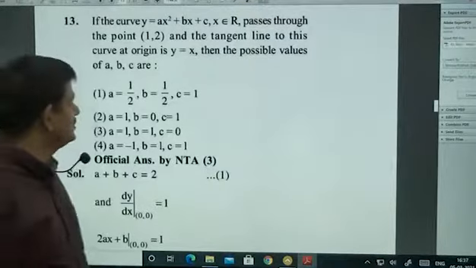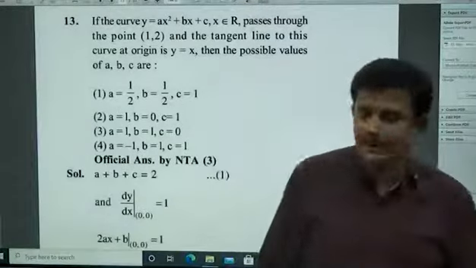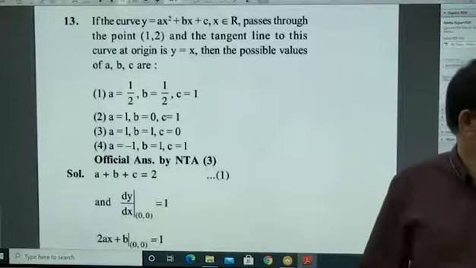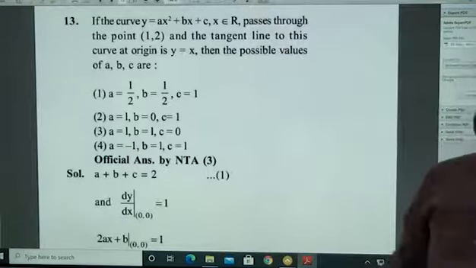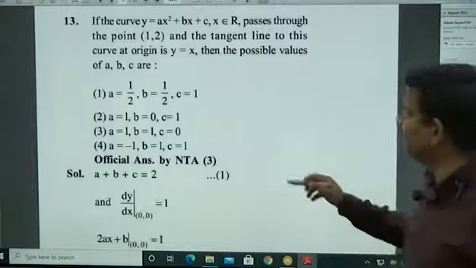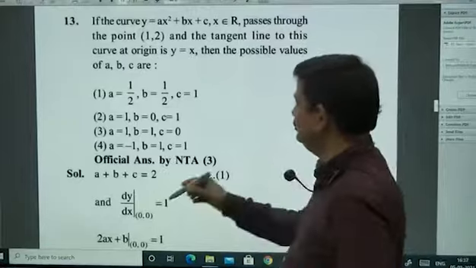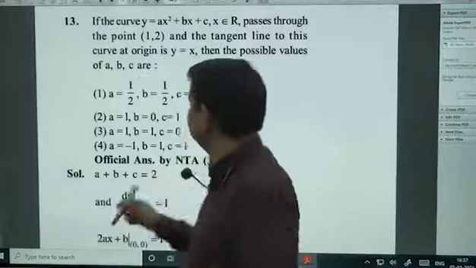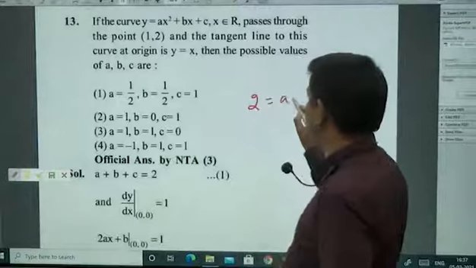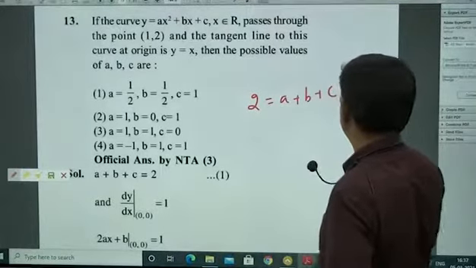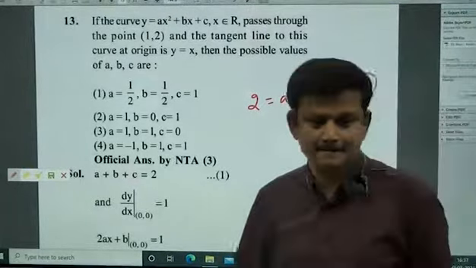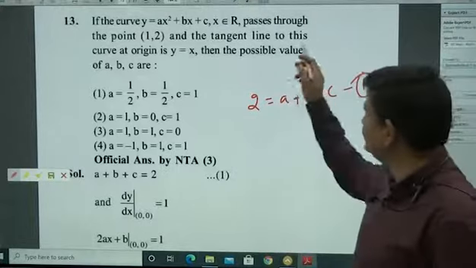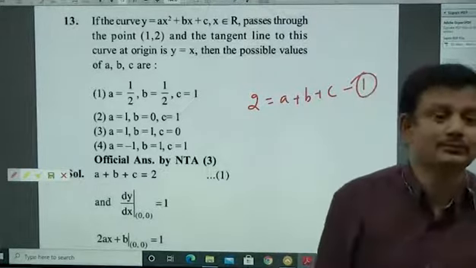If the curve ax square plus bx plus c passes through the point 1, 2, so substitute the point, one condition is already there, this passes through the point 1, 2. So 2 is equal to a plus b plus c. One condition is already there. And tangent line to this curve at origin is y equal to x. Tangent line to this curve at origin, at 0, 0.